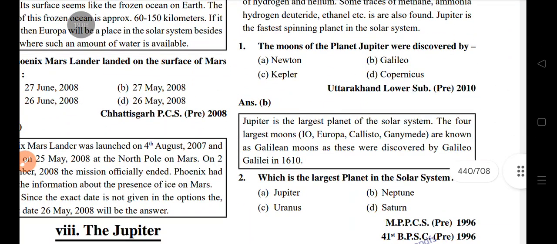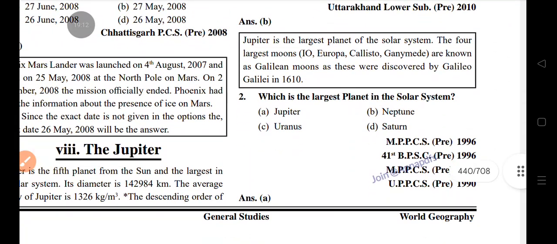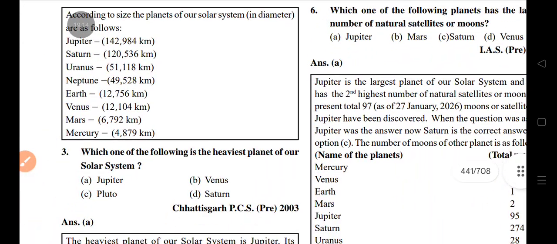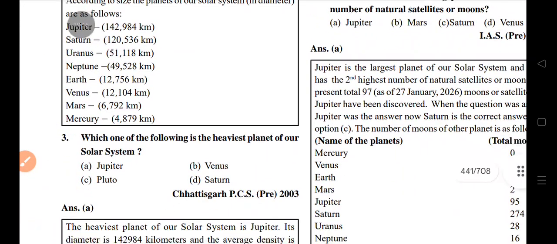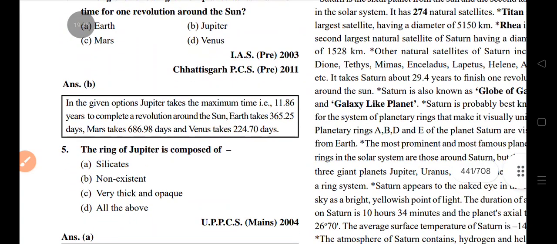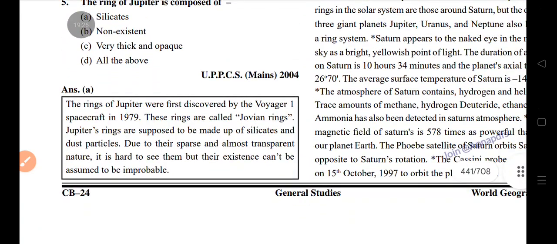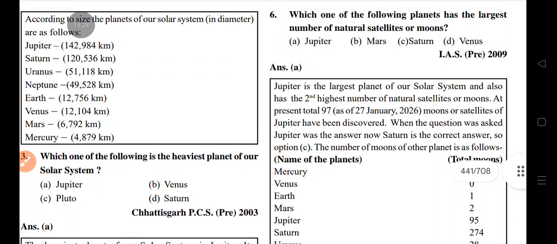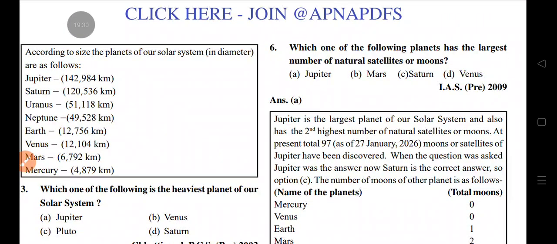Jupiter. Moons of the planet Jupiter were discovered by Galileo. Largest planet of the solar system: Jupiter. Heaviest planet of the solar system: Jupiter. Maximum time for one revolution around the sun: Jupiter. The ring of Jupiter is composed of silicates. Largest number of natural satellites or moons: Jupiter.